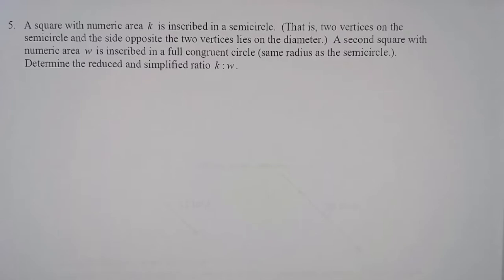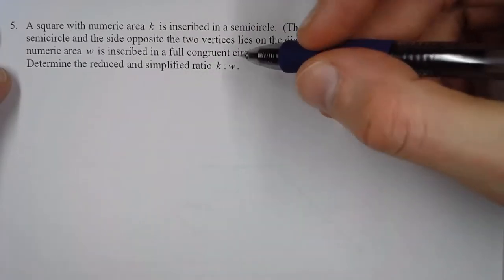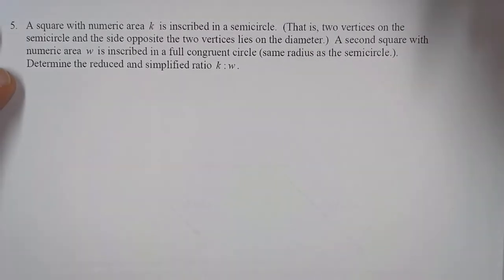In number 5, it says the square with numeric area k is inscribed in a semicircle. That is, two vertices on the semicircle and the side opposite the two vertices lie on the diameter. A second square with numeric area w is inscribed in a full congruent circle, the same radius as the semicircle. Determine the reduced and simplified ratio k to w. That is, we're finding the ratio of the two areas.